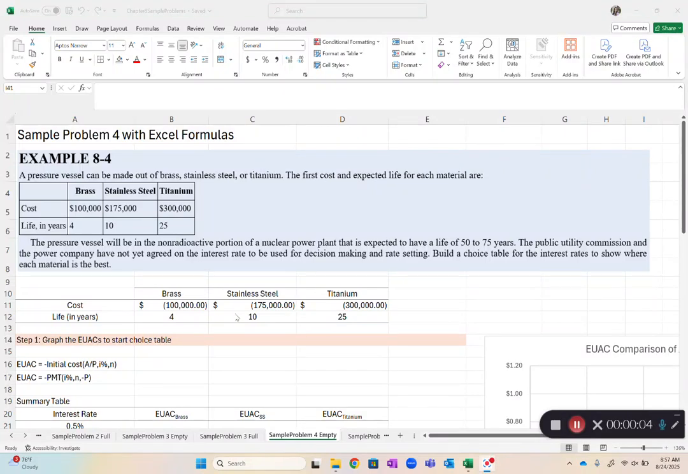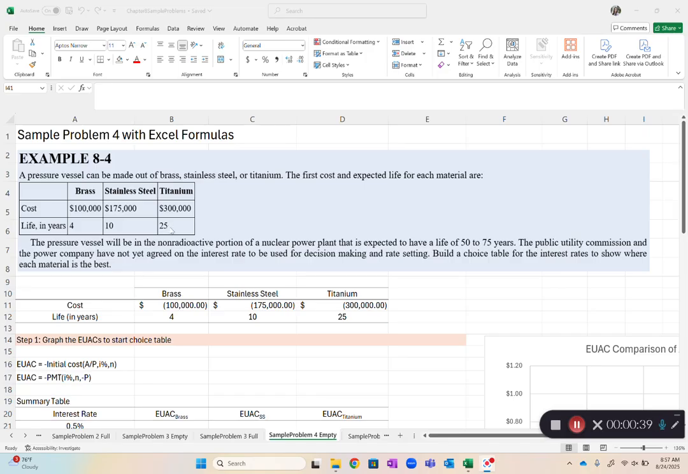We are going to continue with the idea of using the goal-seek function, but now we're going to look at when we have more than two alternatives. So this example says a pressure vessel can be made out of brass, stainless steel, or titanium. The first cost and expected life for each material are the following. So I have a brass option that costs $100,000 that lasts 4 years, a stainless steel option that costs $175,000 for 10 years, and a titanium option that's $300,000 that lasts 25 years.